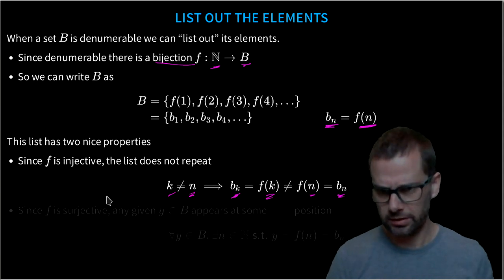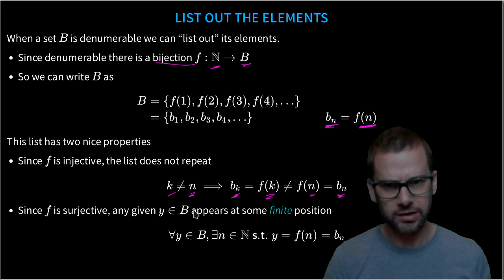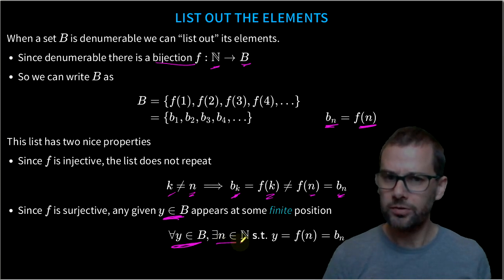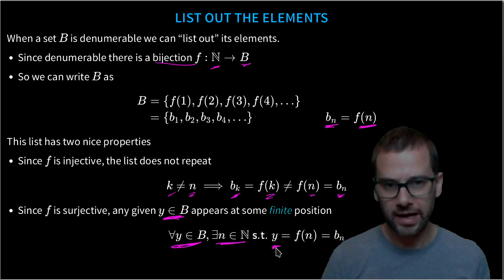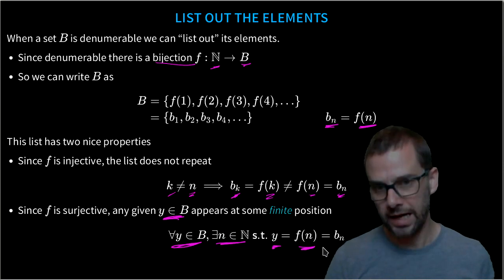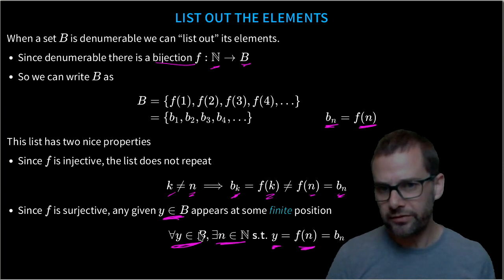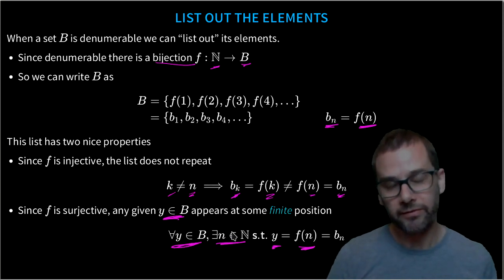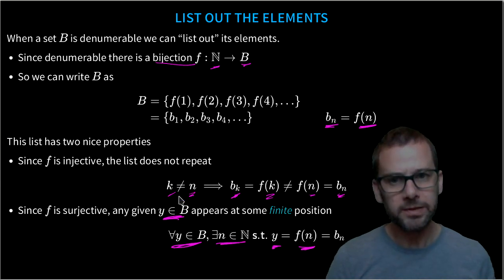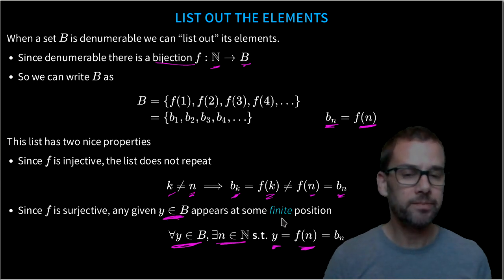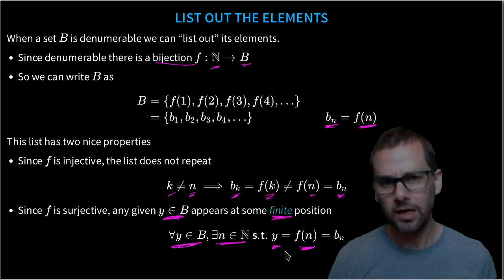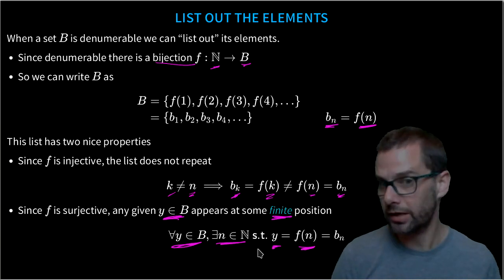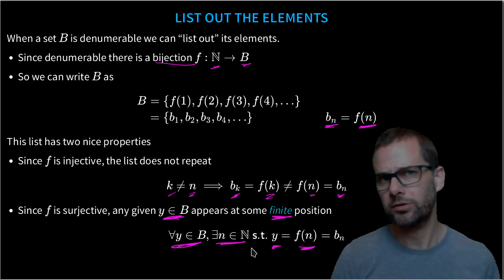Further, and this one's a little bit more subtle, since f is surjective, given any element of B, so for all elements of B, you can always find a natural number n, so that that element is the image of n. Now this means that any given element b of B will be the image of some finite natural number n. So this means any given element of B always appears at a finite position in the list, because this n here from the natural numbers is always some finite natural number, okay, because no natural number is infinite.